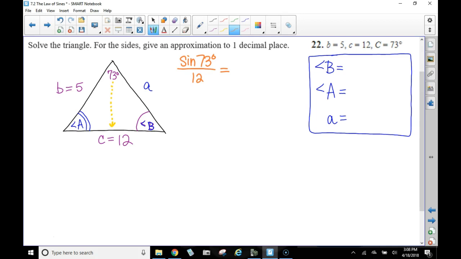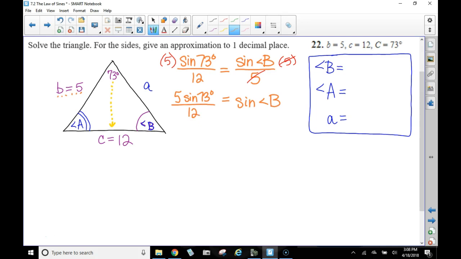Now I'm going to have to use angle B with side B. I don't know what angle B is. There is my unknown, okay? But I do know side B is 5. Now, when we go to clear out our fractions here by multiplying both sides by 5, what we've got going on here is the sine of angle B. That is going to be equal to 5 times the sine of 73 degrees divided by 12.